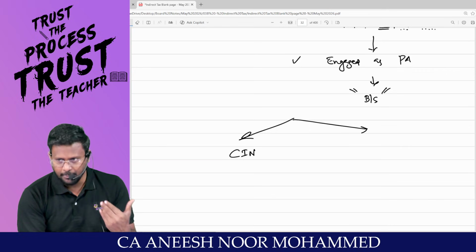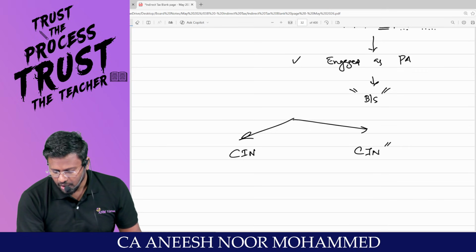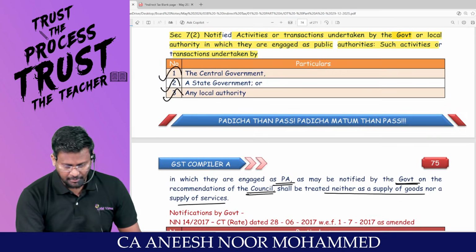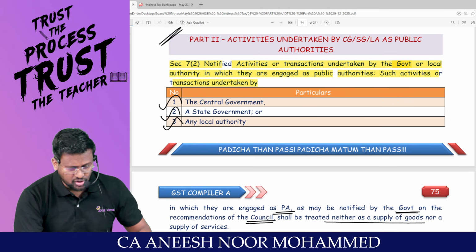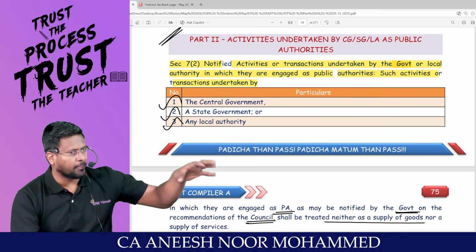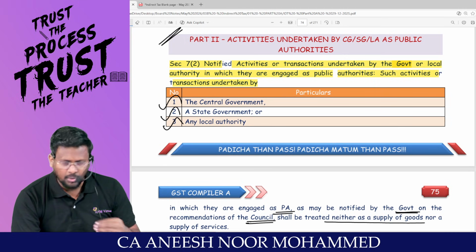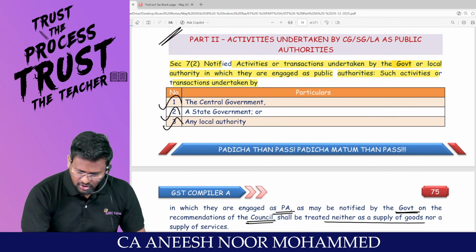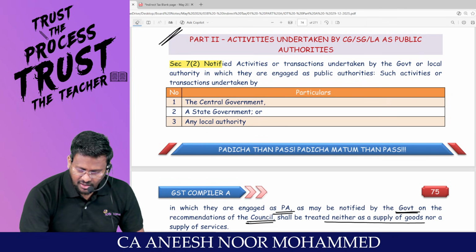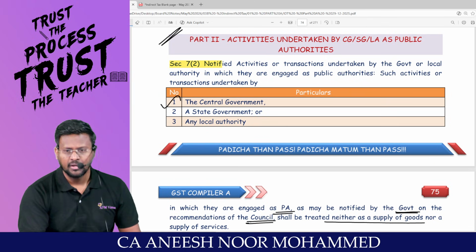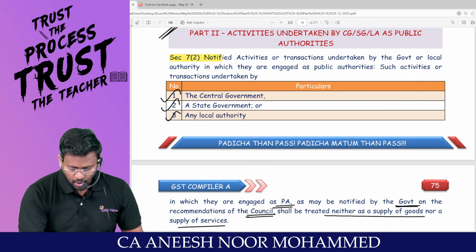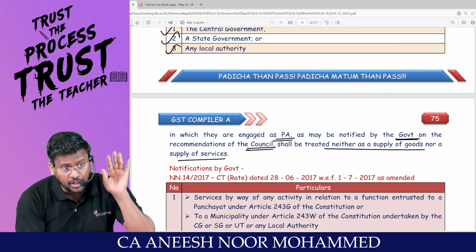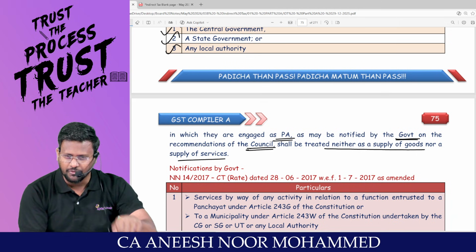Certain activities will be charity in nature, or their basic activities as a government. Now just think, sir: such activities or transactions, collecting waste, putting roads, giving water, supplying electricity, such activities or transactions undertaken by the Central government, state government, or local authority, in which they are engaged as public authority, as may be notified by the government. Don't worry, we will put a notification.